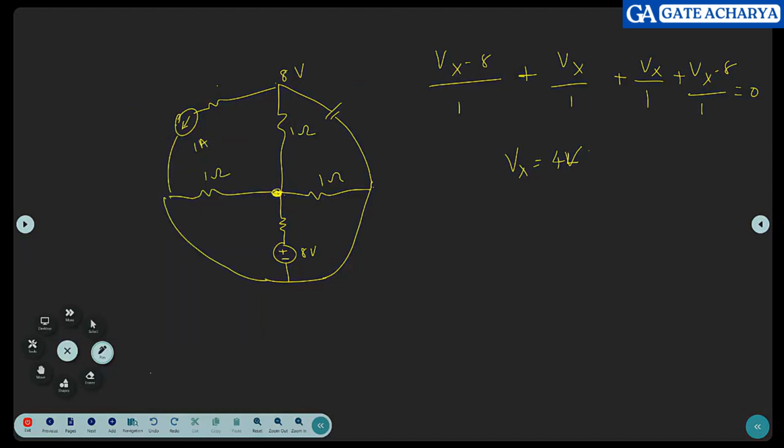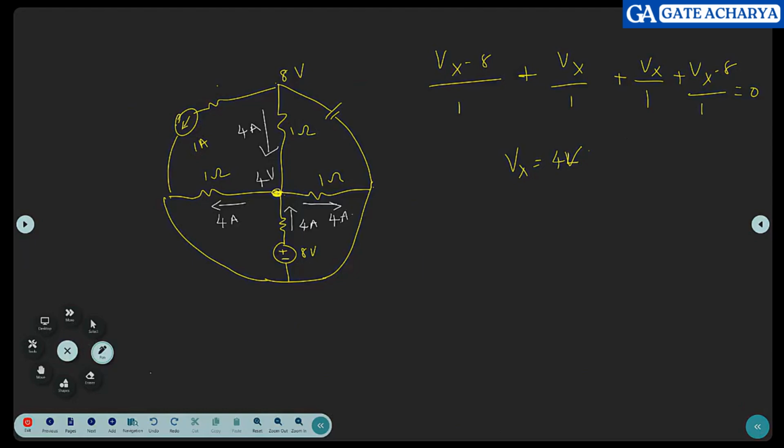Now once you have got this 4 volts, we try to find the current through each branch. The current here will be 4 amps, but in this case the current direction is from greater voltage to lesser voltage, right? So 4 amps here, and again the current here will be 4, and here again, because greater voltage to lesser voltage. So this is what makes the difference.